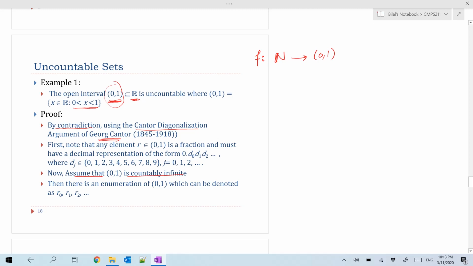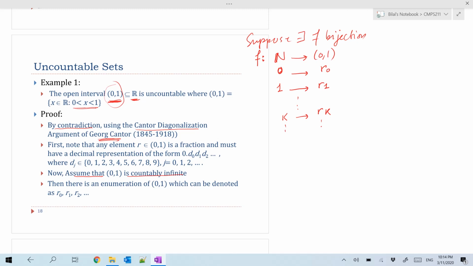So logically, for every integer here, you can find a certain real number here. Let's call it R0. And for 1, you can find R1, and so on and so forth. For k, you can map it to the real number Rk, and so on. So suppose that there exists such a bijection between those two different sets, and let's try to find a contradiction.